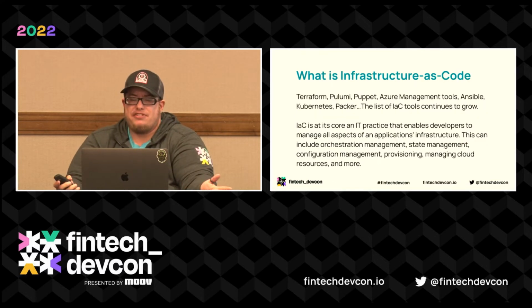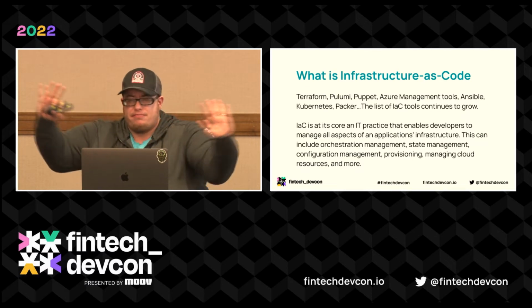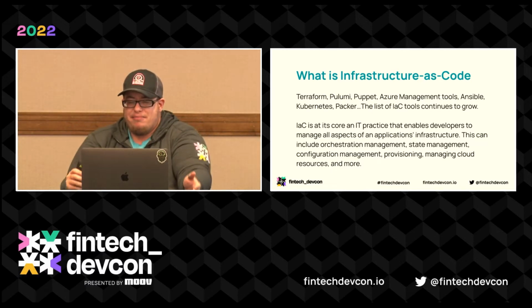So infrastructure as code. What is it? Basically, at its core, there's Terraform, there's Pulumi, Puppet, Azure, Ansible, Kubernetes, Packer. It's a huge ecosystem. We're going to be here all day. But you know the drill. There's a lot of them.